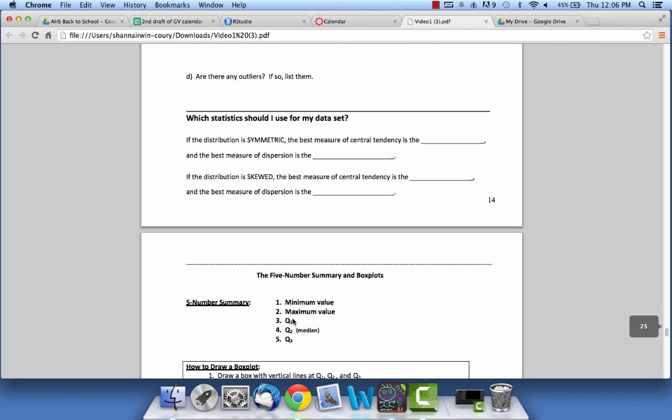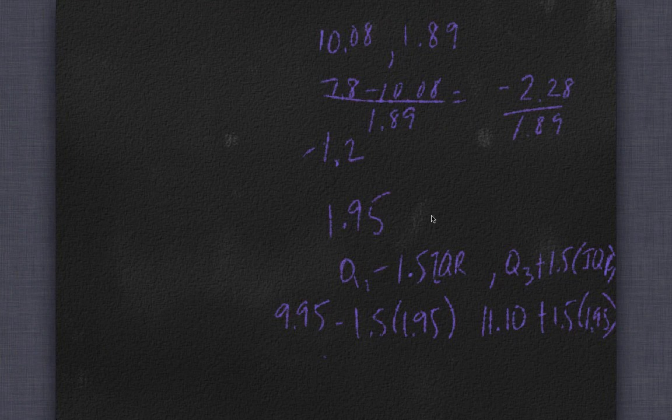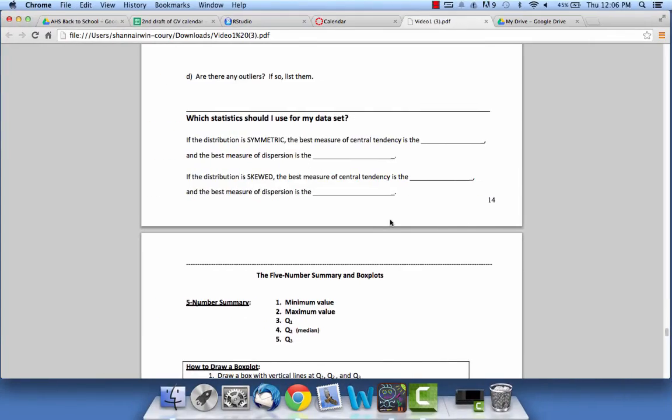Okay, so for your data set, if the distribution is symmetric, then you use the mean and the standard deviation. If it's skewed, you use the median and the IQR. You'll see that the standard deviation and the IQR aren't very different in this case. If you're trying to compare two different data sets and one of them is skewed and one of them isn't, the safest thing to do is use the median and the IQR, because for the one that's symmetric, the mean and median should be about the same, and the IQR and the standard deviation won't be too far off.